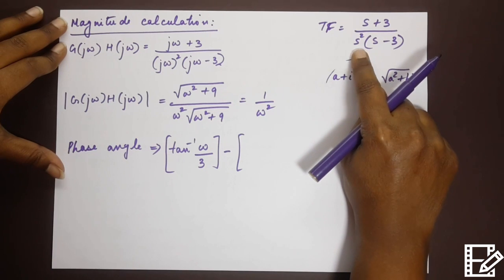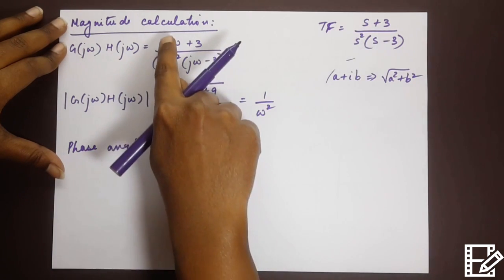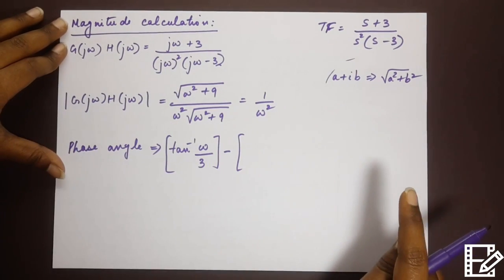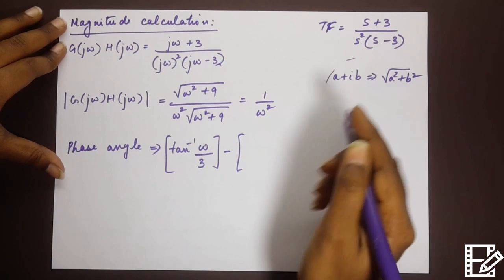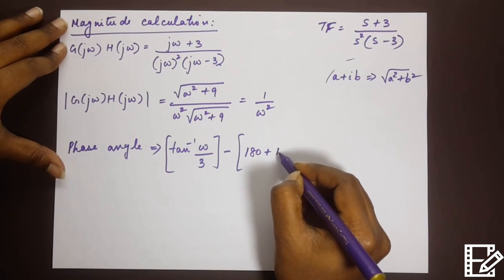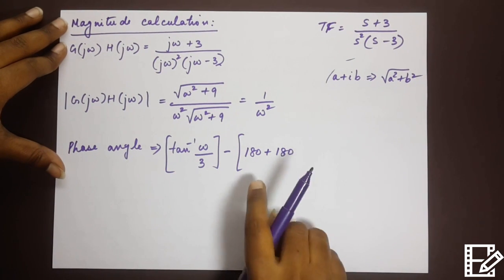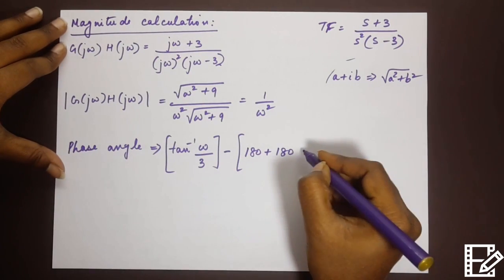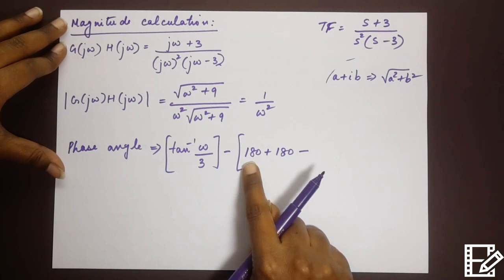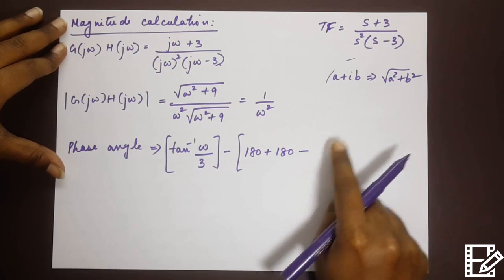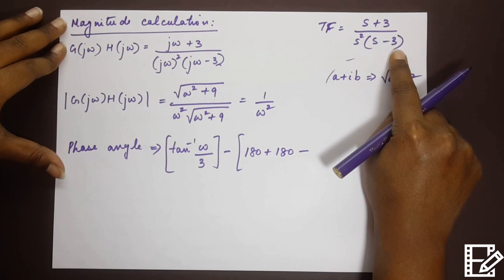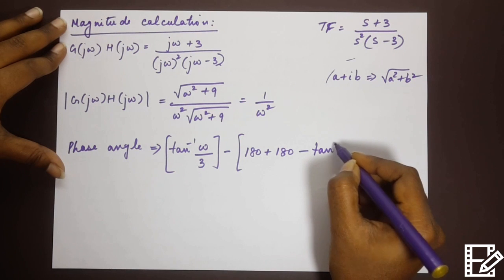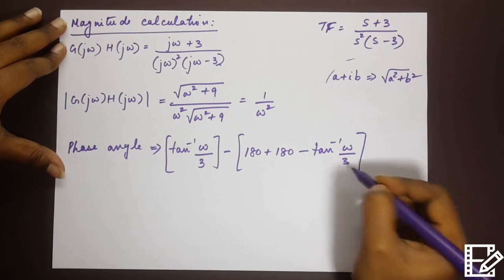Now s square is j omega times j omega. So you should know that 1 by j omega can be considered as a half circle. So that's 180 degrees. So 1 by (j omega) square would be 180 plus 180, which is 360, which means it's a whole circle. So one circle is complete, so we can actually ignore that. And then minus, what do we have here? We have s minus 3. So s minus 3 is written as minus tan inverse of omega by 3.